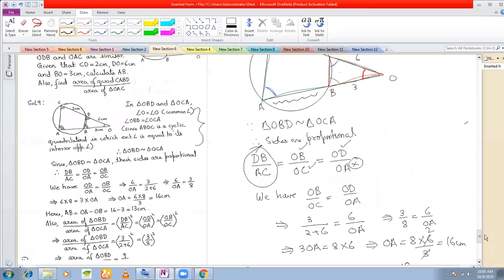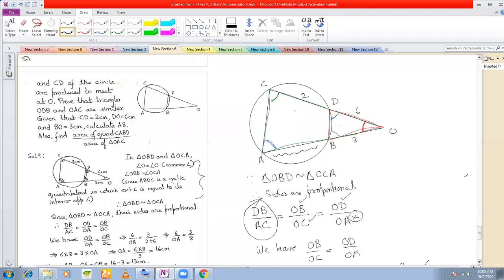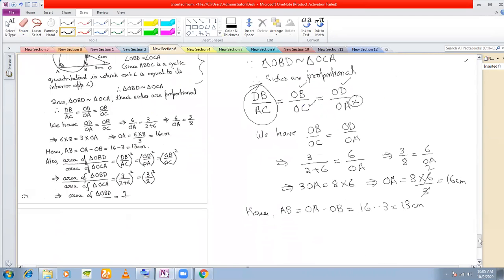Let us see the second part. Find the area of the quadrilateral CABD. CABD is this here, this cyclic quadrilateral. Area of the quadrilateral CABD divided by area of triangle OAC. OAC means the green triangle, the bigger triangle here. Now, in similarity, how are the areas related? The areas of the triangles are proportional to the squares of the proportional sides, right?